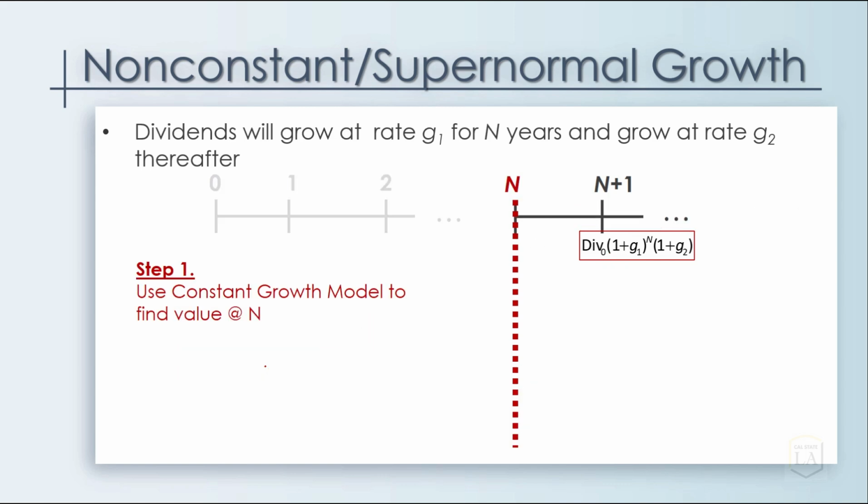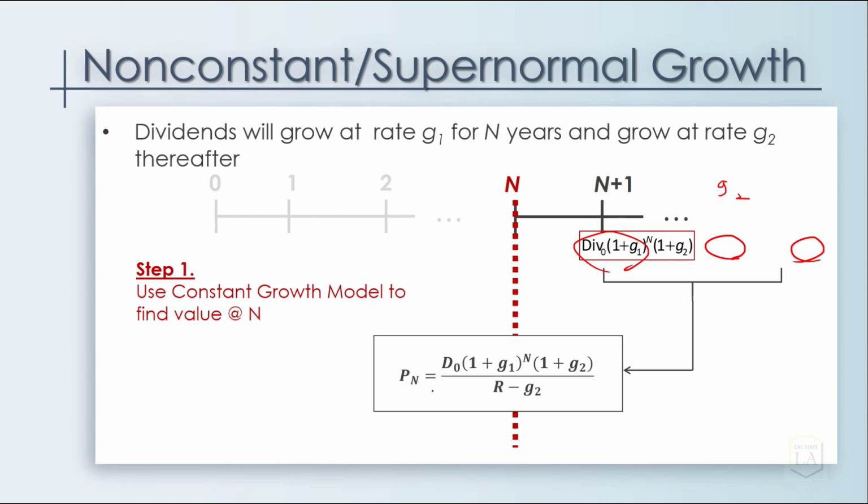Step 1, use the constant growth model to find the value in year n, or P sub n. To be more precise, we are looking for the present value of all dividends that are going to grow at G sub 2, okay? So the constant growth model can be applied. If we apply that, our value in year n will be D sub n plus 1, the dividend one year ahead, as we have treated the constant growth model in the earlier section. Remember, this is our new 0 and this is our new 1.